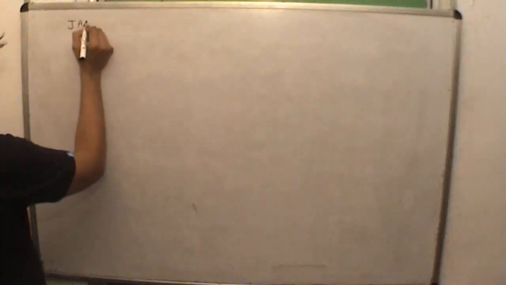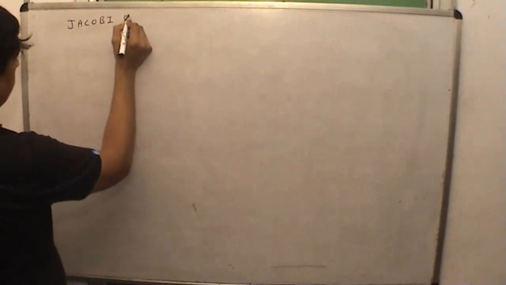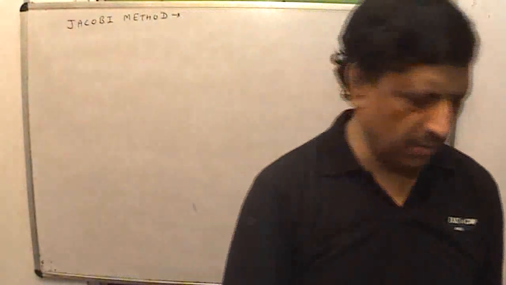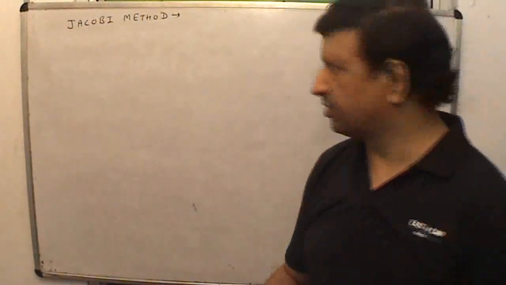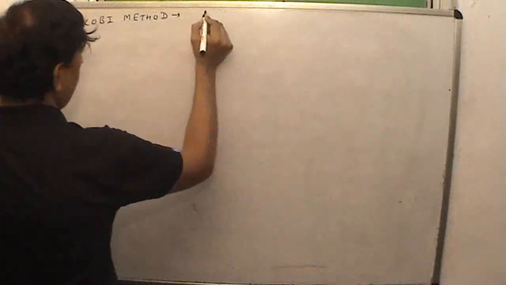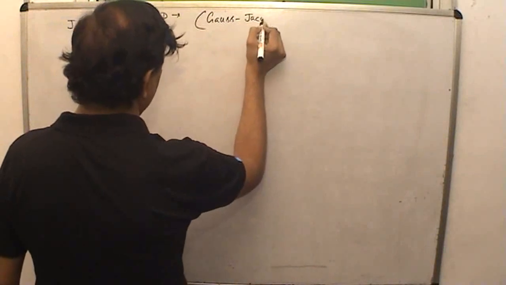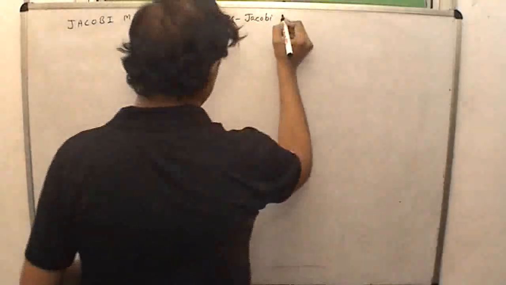Now first of all, we shall discuss the indirect methods to solve linear algebraic equations. In this method, we first of all discuss Jacobi's method. Again, our objective is the same: solve the following system of equations. Sometimes we also call it Gauss-Jacobi's method, an iterative method.